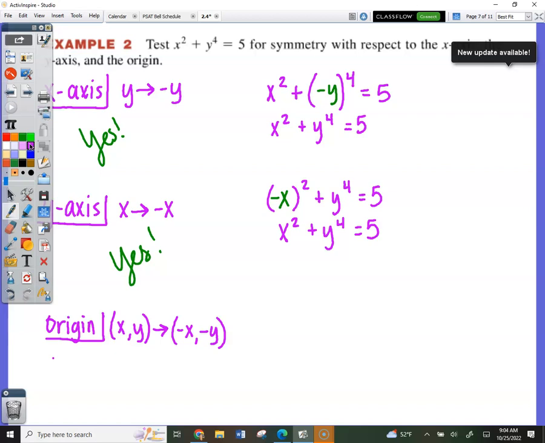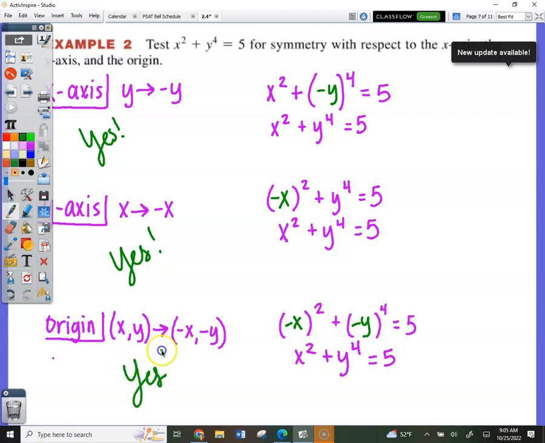Go ahead and do the same thing here. So we've got x squared plus y to the fourth equals 5. We're plugging in negative x and negative y. So once again, they're raised to even powers. They should come out positive. And that is the exact same equation that I started with. So yes, it's symmetrical around the origin.